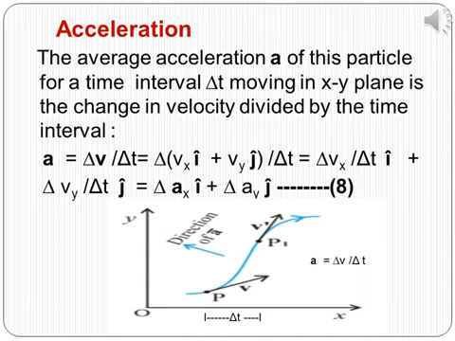delta v is the change in velocity vector, equal to delta vx i cap plus delta vy j cap, whole divided by delta t, is equal to delta vx by delta t i cap plus delta vy by delta t j cap, is equal to a x i cap plus a y j cap, which is the expression 8, where a x and a y are the x component and y component of the average acceleration vector a.